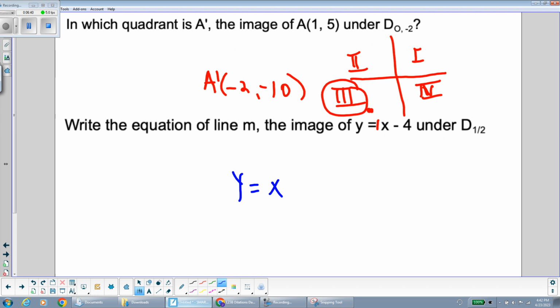And we know that we can use our rule, multiply the scale factor by our y-intercept. -4 times 1/2 is going to be -2. So we have the equation of our line is y equals x minus 2.